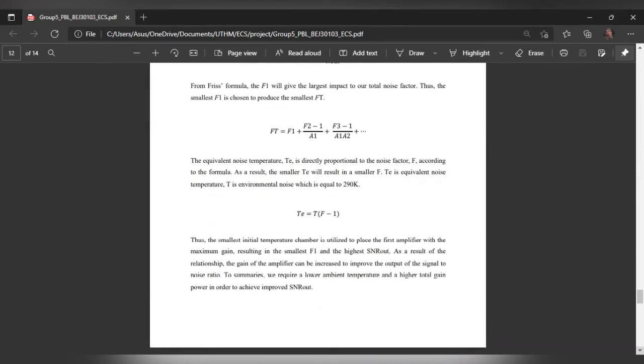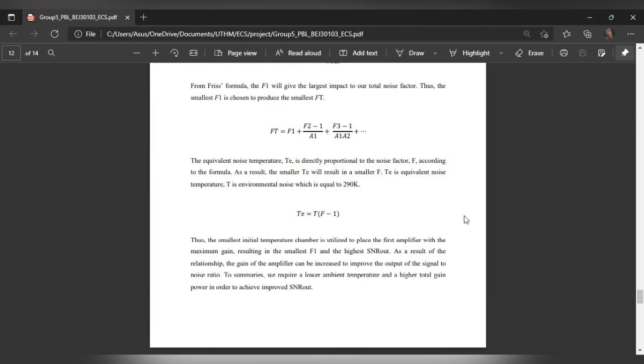The equivalent noise temperature, TE, is directly proportional to the noise factor F according to the formula. As a result, a smaller TE will result in a smaller F. TE is the equivalent noise temperature. T is the environmental noise temperature, which is equal to 290 K. So the formula is TE equals T times (F minus 1).